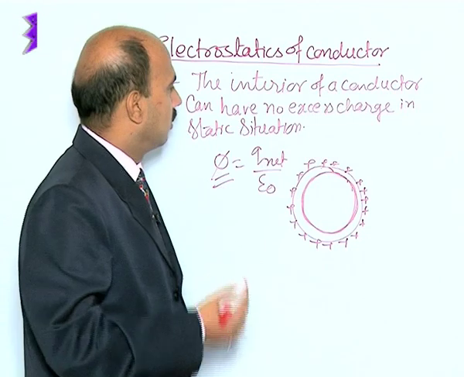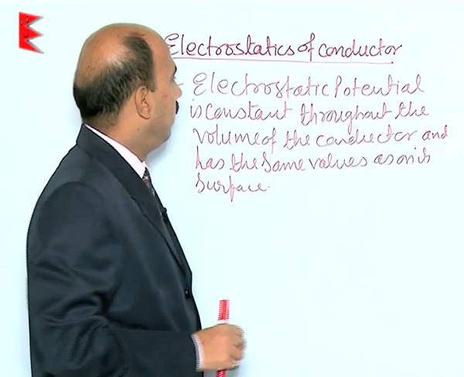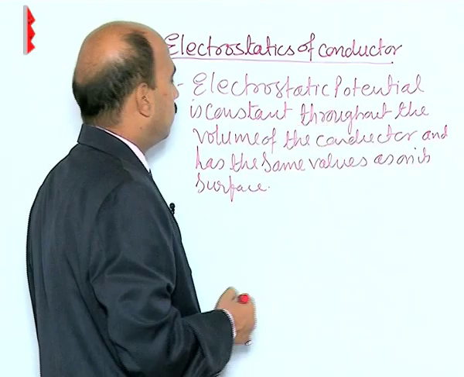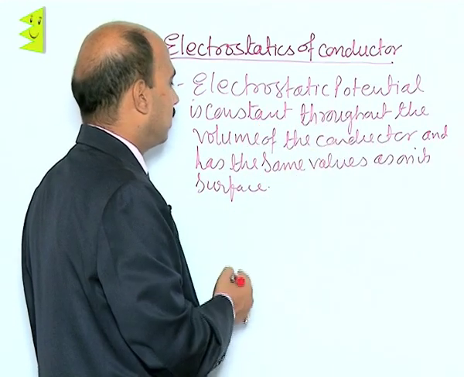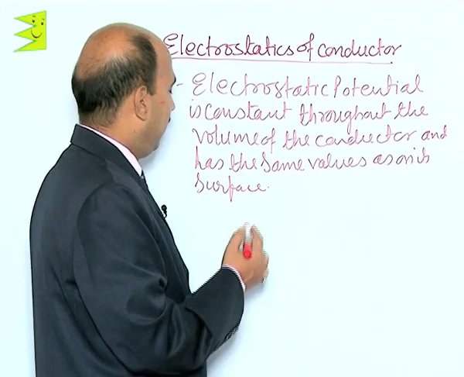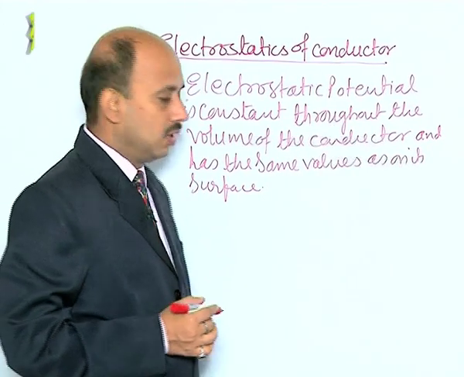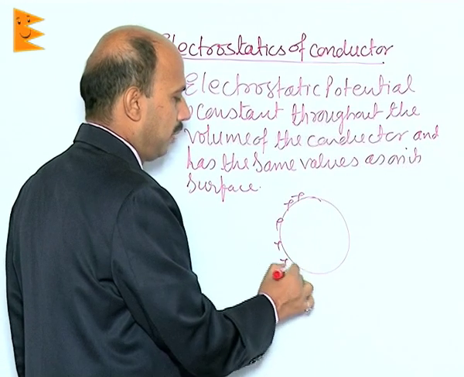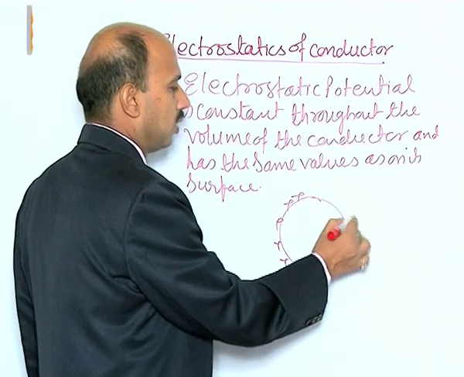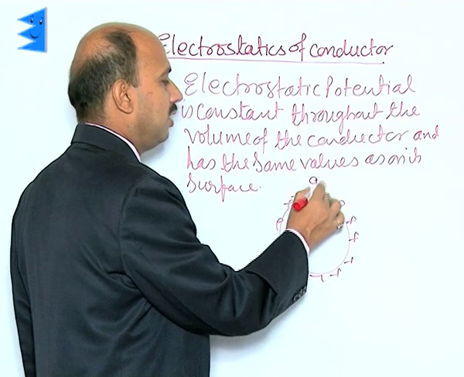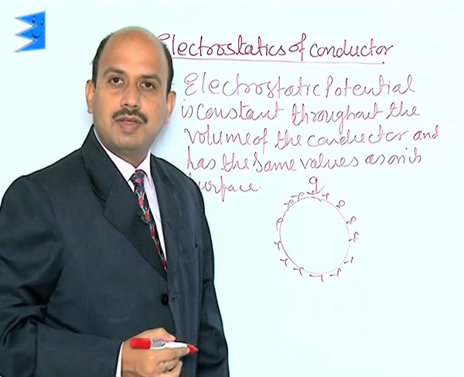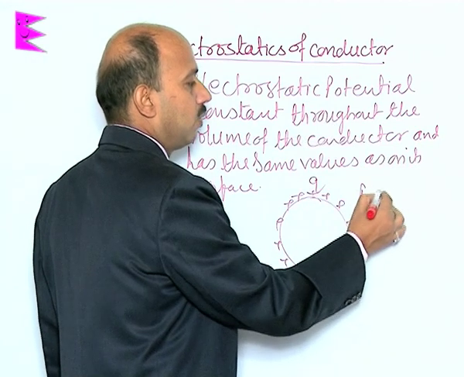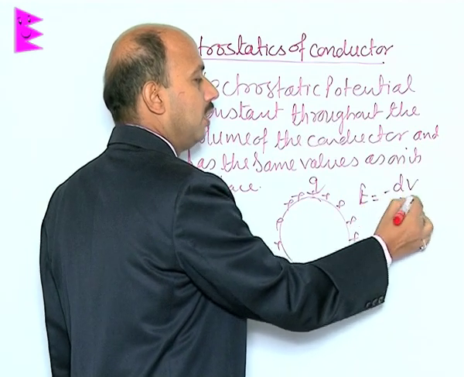Now see here, the fourth one, electrostatic potential is constant throughout the volume of the conductor and has the same value as on its surface. Suppose you have a conductor like this, where the charge is given here plus, and we know its charge resides on the surface, inside this electric field is 0. So we know this relation, E is equal to minus dV upon dr.